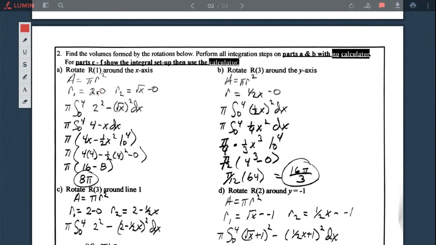So R1 is 2 minus 0. R2 is the square root of x minus 0. So I have R1 squared minus R2 squared. I've got the pi out front. We're integrating from 0 to 4. And then you just work it out from there.